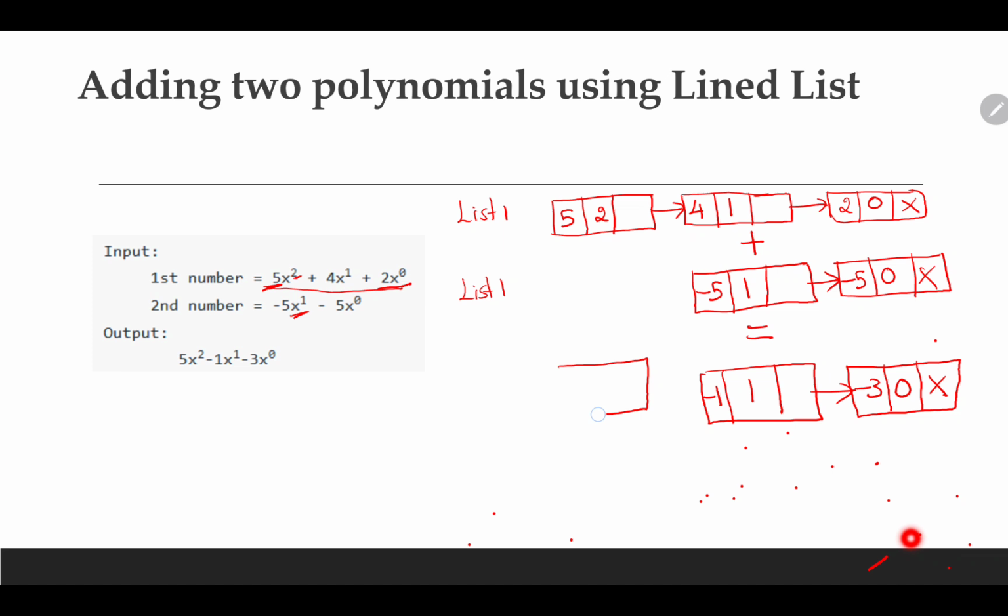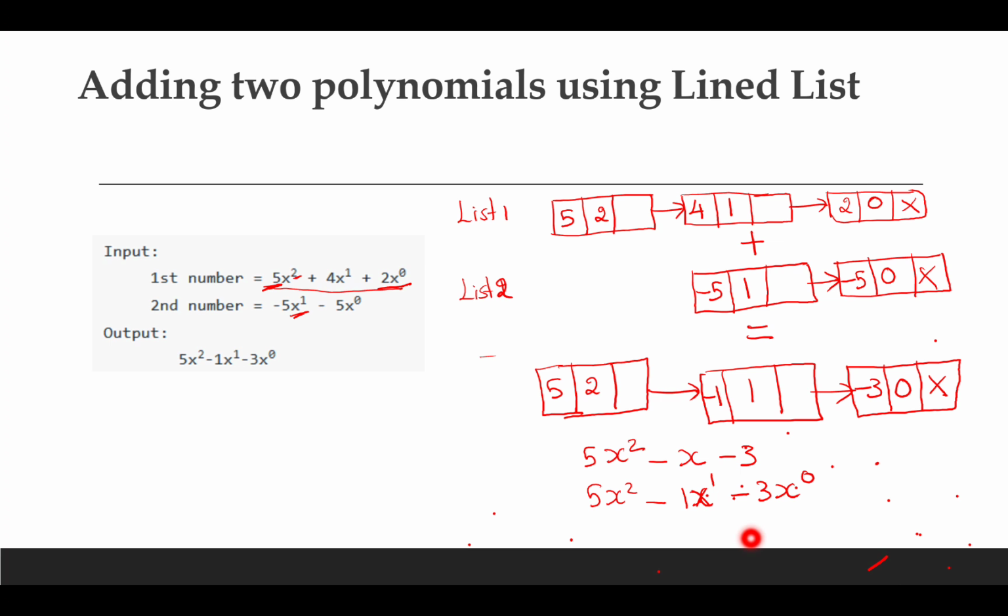Then next for list 1, list 2 doesn't have a power 2 value. So power 2 is 0 here. So 5 is a coefficient and power is 2. So what is the result? The result is 5x square minus 1x, so we can write it as x, then minus 3. Otherwise we can write 5x square minus 1x power 1 minus 3x power 0. Both are the same. So this is the way of adding polynomials using the two linked lists.